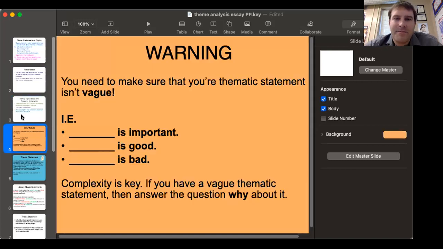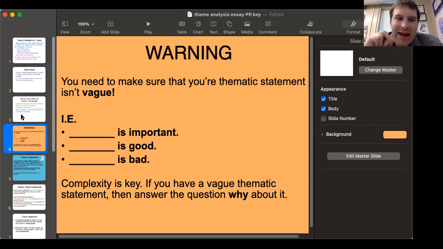Now, here's the thing. Warning: you need to make sure your thematic statement isn't vague. What do I mean by that? You could say, the author believes that equality is important. That's vague. You need to be more specific. Equality is good, or believes that racism is bad. Those are not good themes because they are vague. A thematic statement needs to be specific. So the complexity is key.